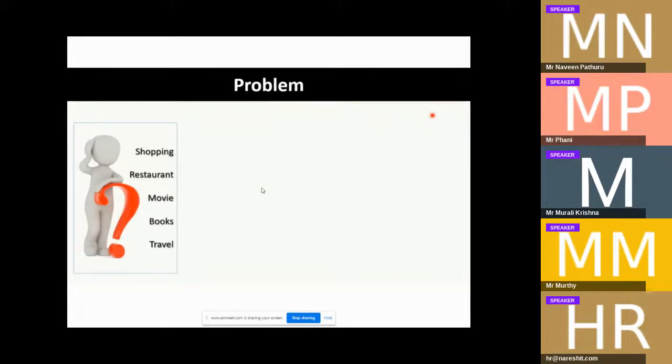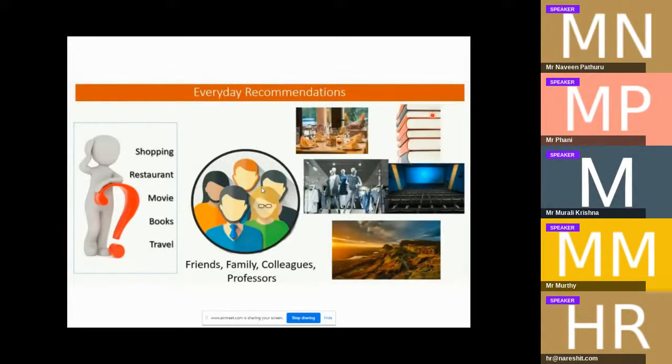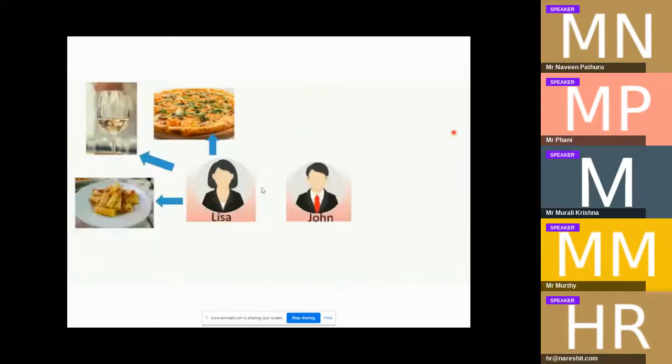So what is happening today? Whether we go shopping, to a restaurant, to movies, books, or travel, there are a lot of recommendations being shown to us, whether on a website or somewhere else, whether from your family, friends, colleagues, professors or anybody. We come across lots of recommendations, which is good. It is not a problem, but a good one, guys.